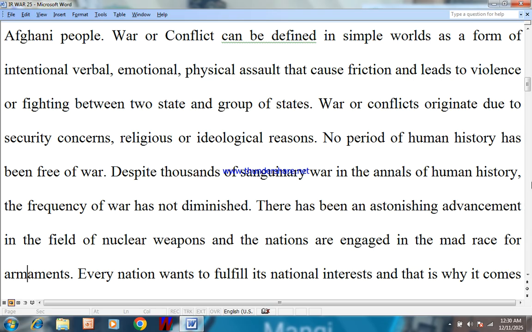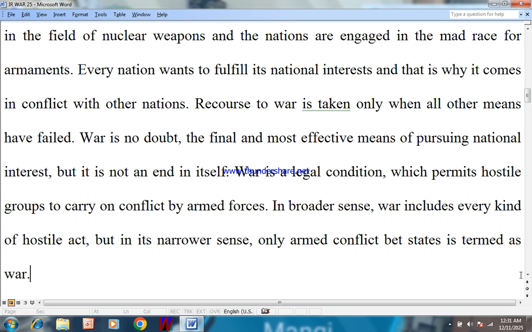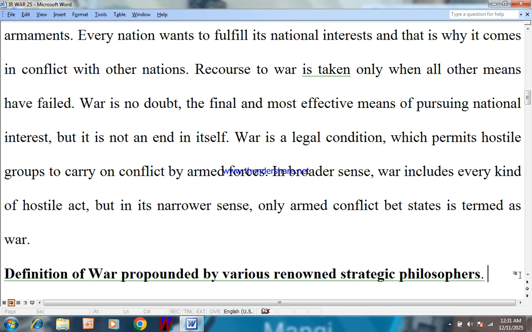Every nation wants to fulfill its national interests, and that is why it comes in conflict with other nations. Recourse to war is taken only when all other means have failed. War is no doubt the final and most effective means of pursuing national interest, but it is not an end in itself.